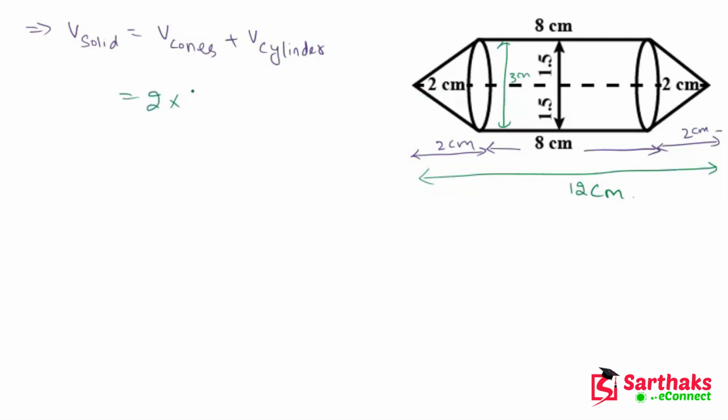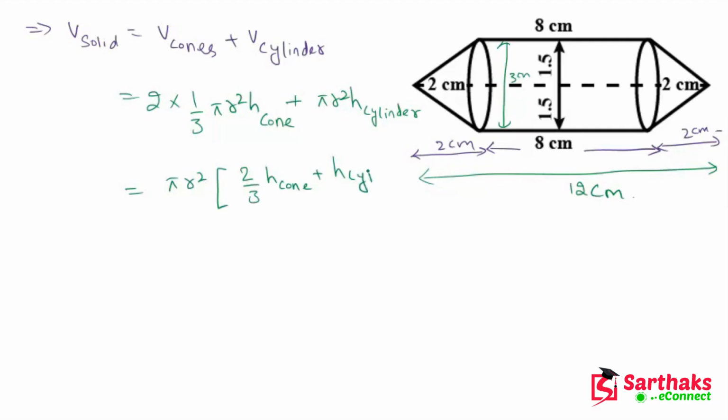And this will become 2 times 1 upon 3 pi r square h, and this h is the height of the cone. The radius of the cone and the radius of the cylinder is the same. Plus here is pi r square h, and this h is of the cylinder. So now we can take pi r square as common, and the remaining part is 2 upon 3 h of cone plus h of cylinder.